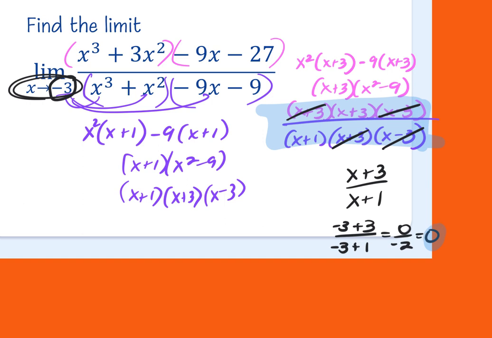That's it? Yep. You don't put as x goes to negative 3 f of x. Nope, it just wants the limit. So it might give you the limit as x approaches negative 3 equals, and it would be 0. Or you simply just answer 0. Can you write it out, though? Yeah, it doesn't make it wrong.